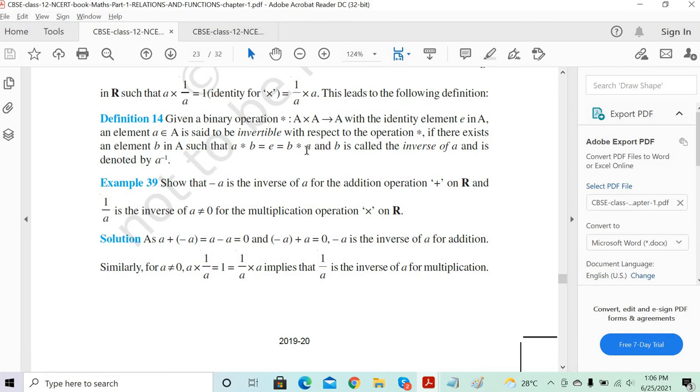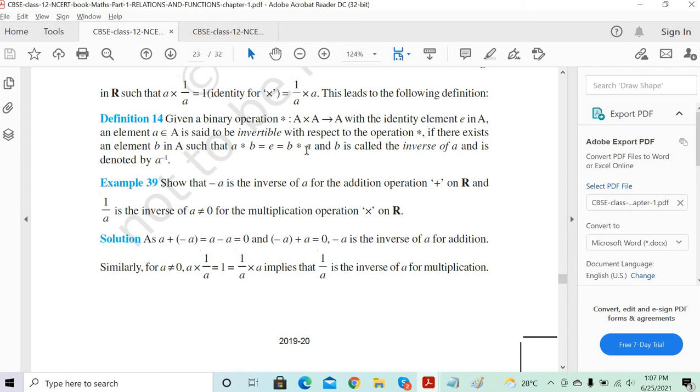So we need to find the value of b. When you do addition, a plus b should be equal to 0 as per the definition, because for the addition operation plus, 0 is the identity element. So a plus b equals 0, then b will be equal to minus a. So b is also called the inverse of a. So minus a became the inverse of a.